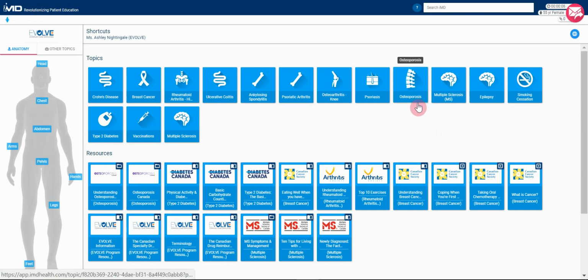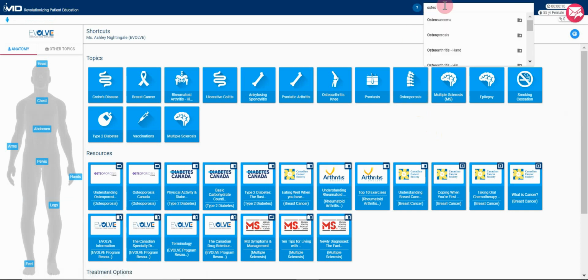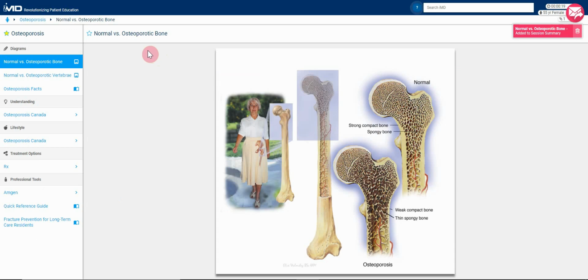On my shortcuts, I have osteoporosis here. This is the topic I frequently educate patients on. I can also find the disease state by looking in the search bar. Once I get to the disease state, what you'll see is a variety of images, documents on understanding the disease, lifestyle tips, and treatment options.